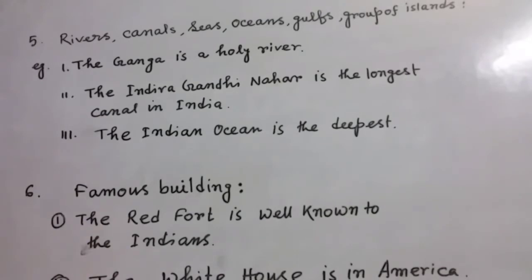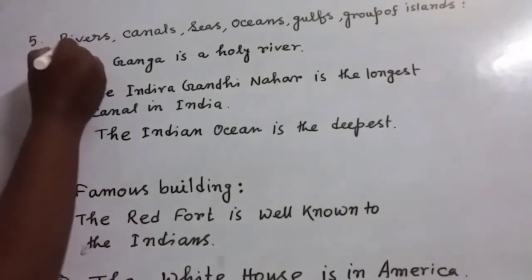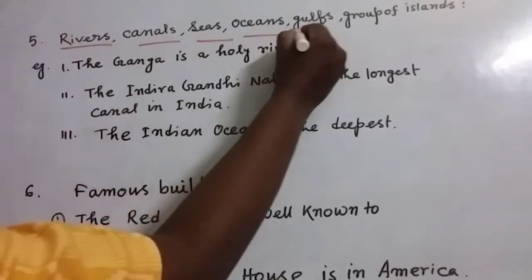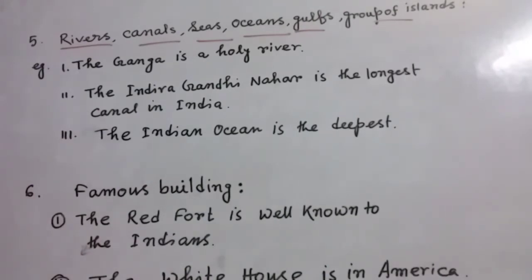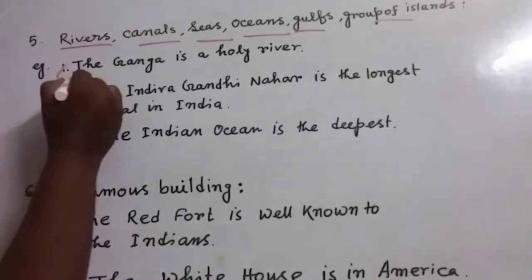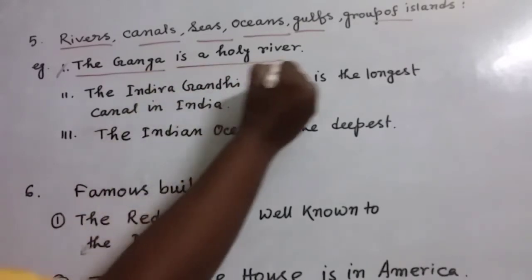So friends, the next one. Before the names of the rivers, canals, seas, oceans, gulfs, or group of islands. That means before the names of the rivers or canals or seas or oceans, we have to use the. We have to use the definite article the. Here I have written some example. Let's look at this. This is the first example. The Ganga. The Ganga is a holy river.